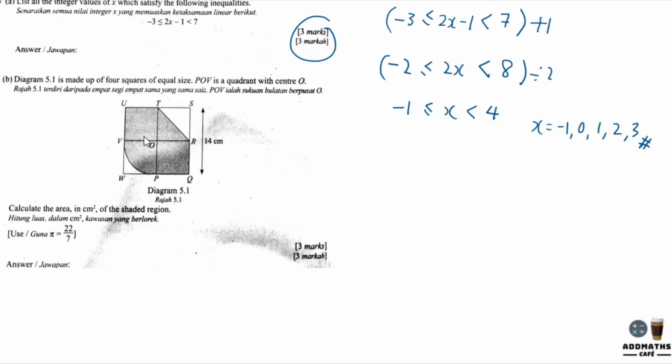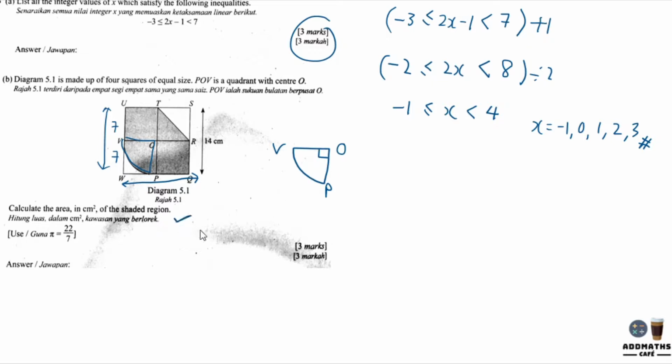So diagram B. This diagram B is made out of 4 equal sides of a square. So 14 cm here, this will also be 14 cm, this will also be 14 cm. Alright, each side will be 7, 7 here. PQV is a quadrant with center O. This is POV here. This is a quadrant of a circle. It means that this is a part of the circle. This is 90 degrees.